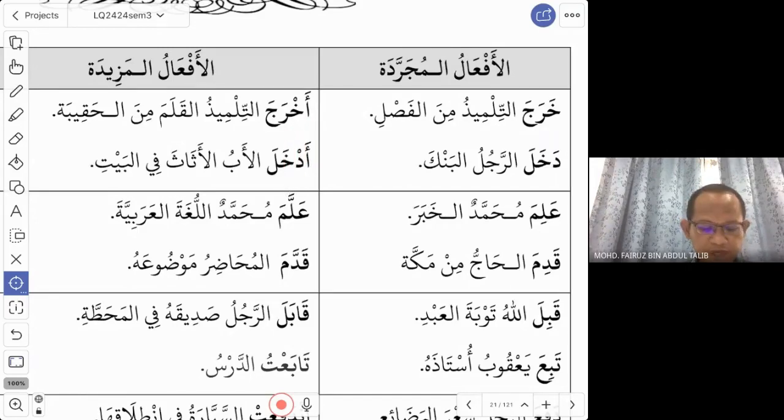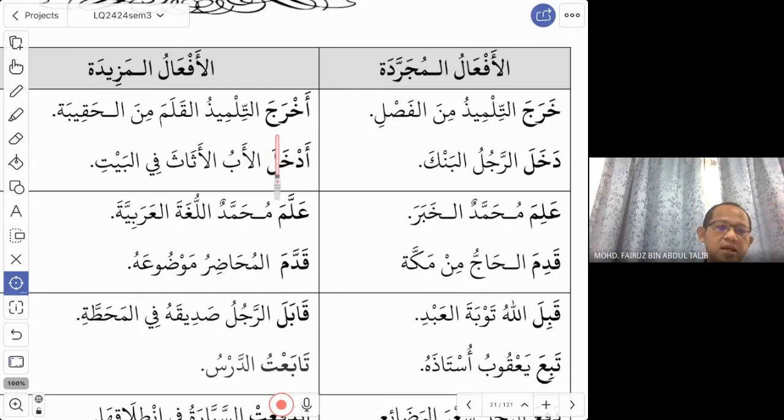Now, when we change a fi'l from fi'l mujarrad to fi'l mazid by adding 1 letter, normally the meaning will change. Here we look at the first fi'l, kharaja. Kharajat tilmizu minal fasli. Kharaja means to go out, went out. So the tilmiz, the student, went out of the classroom. Kharaja, to go out. But when we change to akhraja, the meaning is now changed.